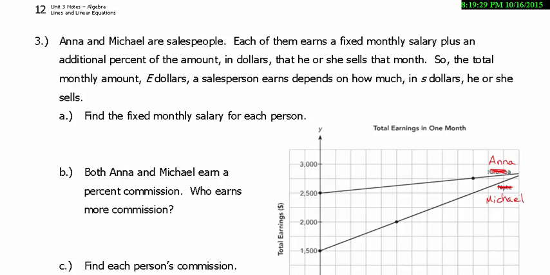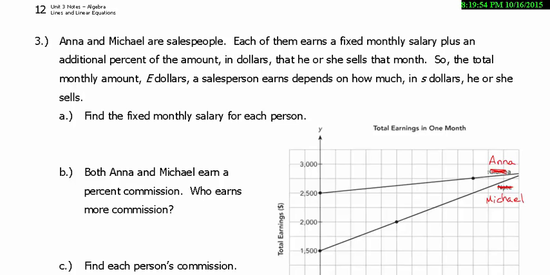Okay, so let's look at our last question, number 3. Please make sure on the graph that you change the names to Anna and Michael so that it will match up with our question. Anna and Michael are salespeople. Each of them earns a fixed monthly salary plus an additional percent of the amount in dollars that he or she sells that month. So the total monthly amount, E dollars, a salesperson earns depends on how much, in S dollars, he or she sells.